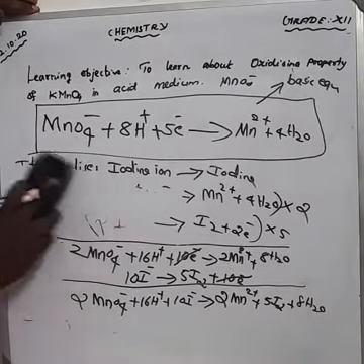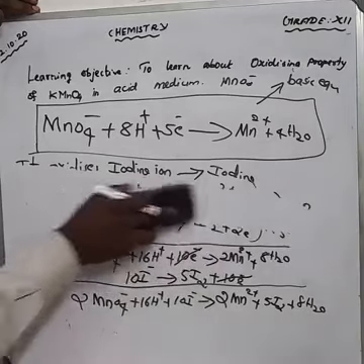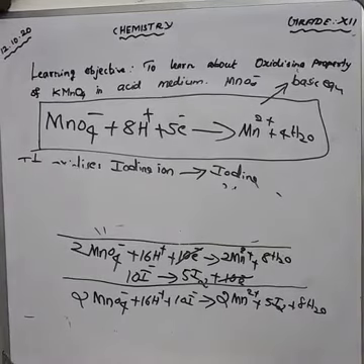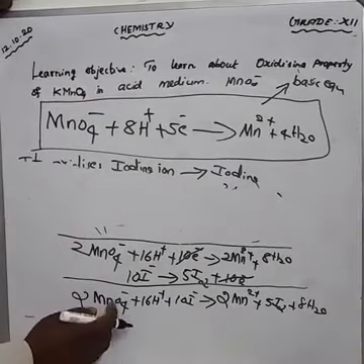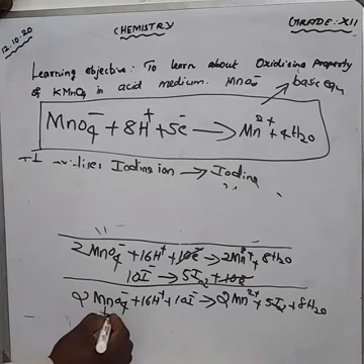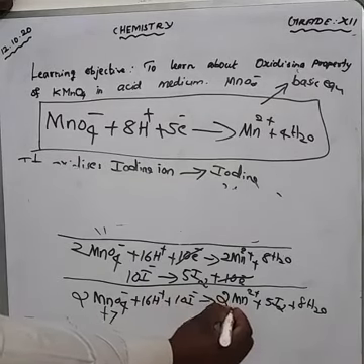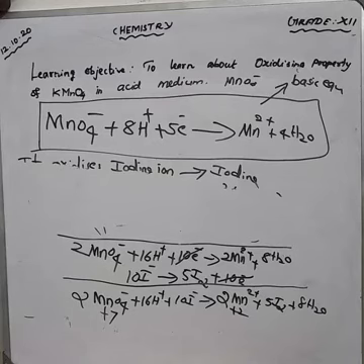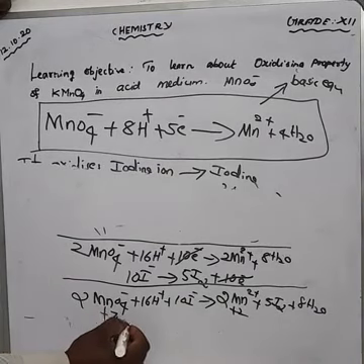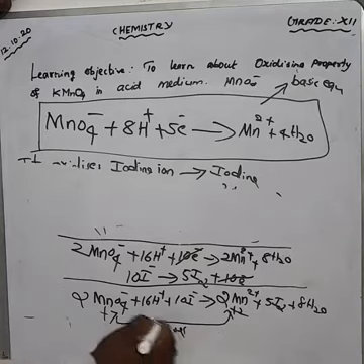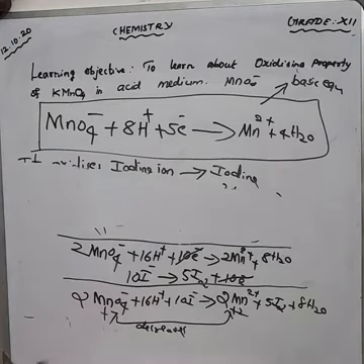Before that, you should find out whether oxidation or reduction occurs. Previously I told you that MnO4 minus has a +7 oxidation state, and here it is +2. Is the +7 decreasing or increasing? It is decreasing: +7, +6, +5, +4, +3, +2. So it is a decrease, and this is called reduction.